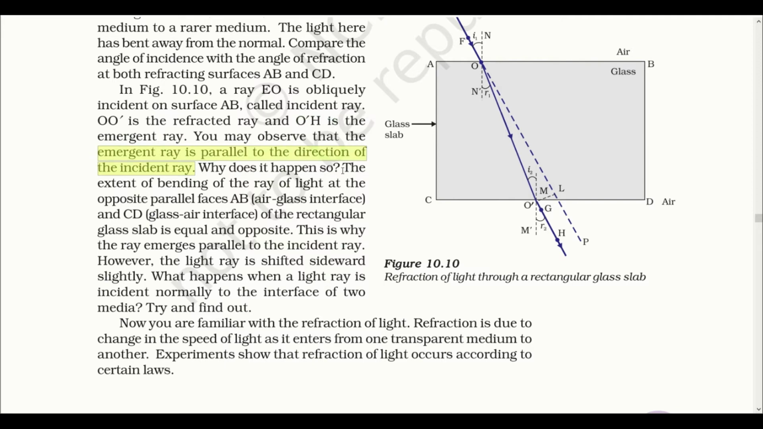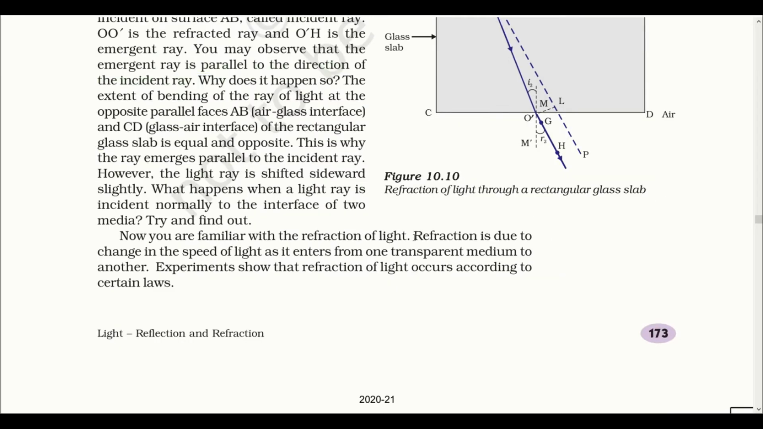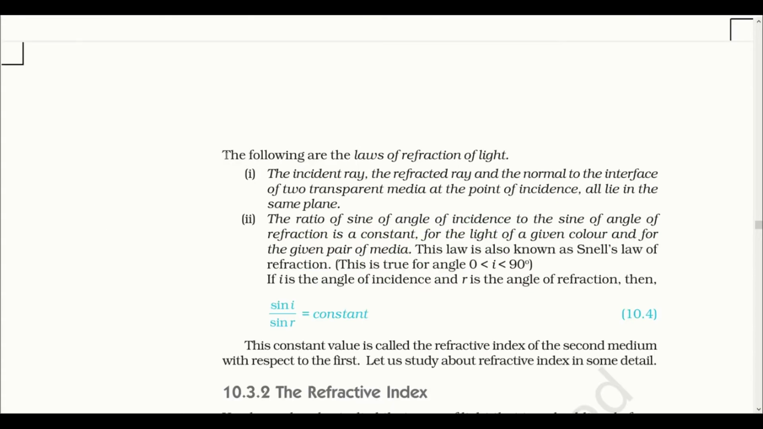You may observe that the emergent ray is parallel to the direction of the incident ray. Why does this happen? The extent of bending of the ray of light at the opposite parallel faces AB, the air-glass interface, and CD, the glass-air interface, of the rectangular glass slab is equal and opposite. This is why the ray emerges parallel to the incident ray. So refraction is due to the change in the speed of light as it enters from one transparent medium to another. This gives the following two laws.